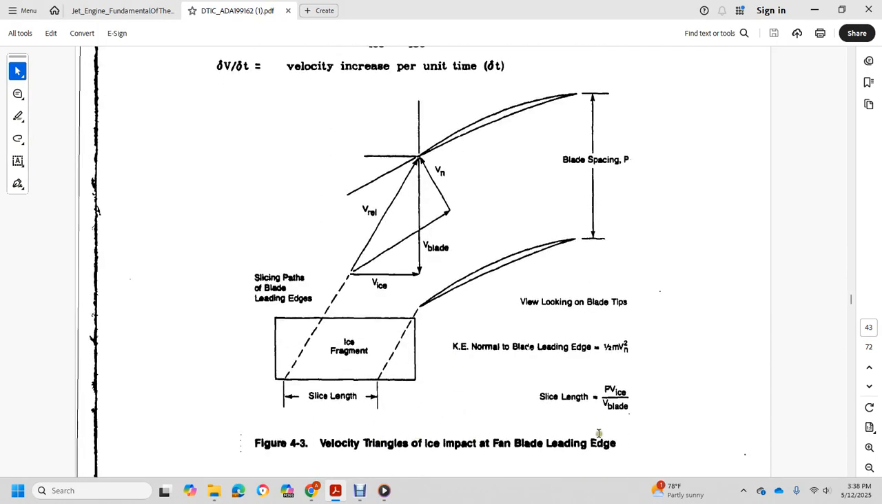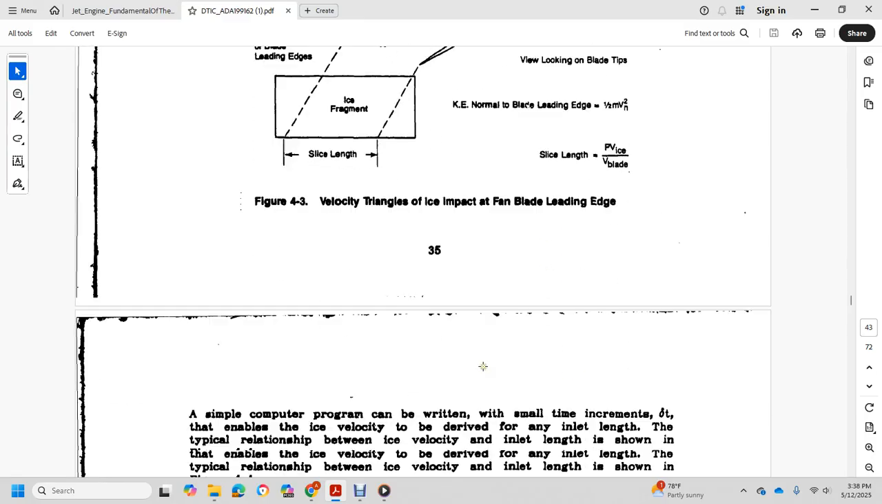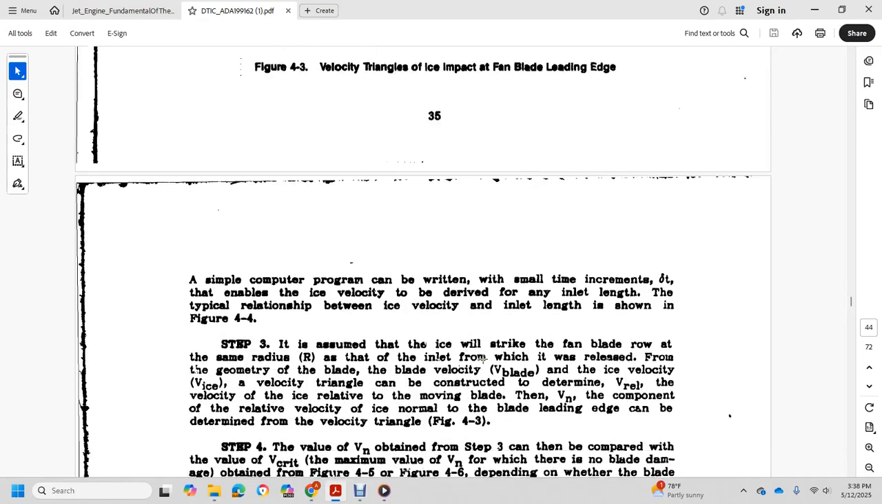The velocity triangle shows the ice impact on the fan blade leading edge, the slicing path of the blade leading edge, and the slice length of the ice fragment, viewed by looking normal to the blade leading edge and along the sliding length. A cyclical computer program can be written with small time increments to derive the velocity along the inlet length, with the typical relation between ice velocity and inlet length shown in figure 4.4.